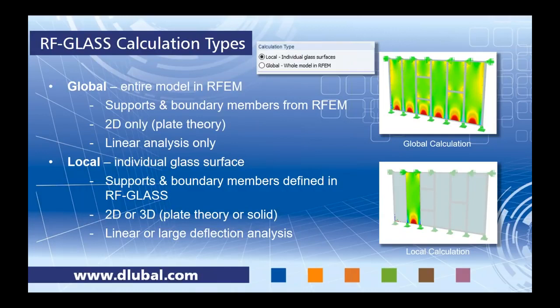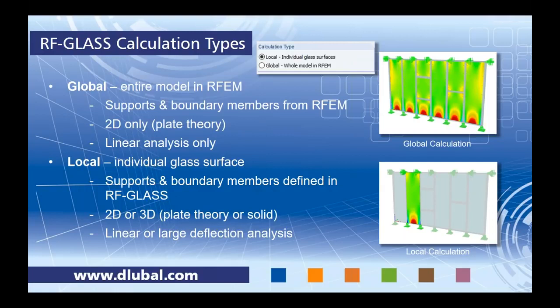So this is where we will actually be looking at an individual glass surface only. Things like support types, boundary members, those have to be redefined within RF-GLASS. And this provides us with the opportunity to get a little bit more detailed when it comes to the support types, where they're exactly framing into the surfaces or the solid elements in this case.